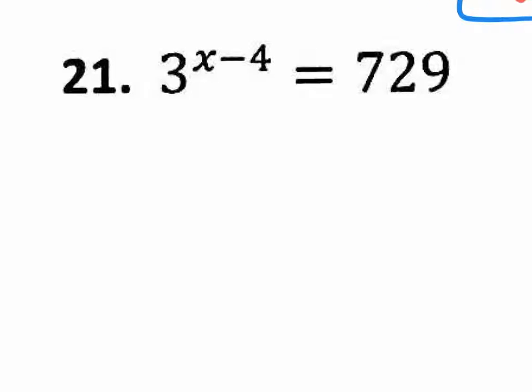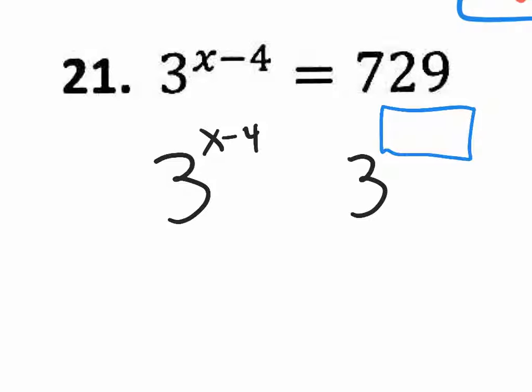So 21, we want to change that 729 to become 3 to a certain power, right? I don't know what power it is. I'm going to find out with the calculator. But over here I have 3 to the x minus 4, and it's equal to 3 to a certain power. So on your calculator, just guess at it. 3 to the 5th is too small. 3 to the 6th, right, is correct. So with the calculator, you verify that 3 to the 6th is 729.